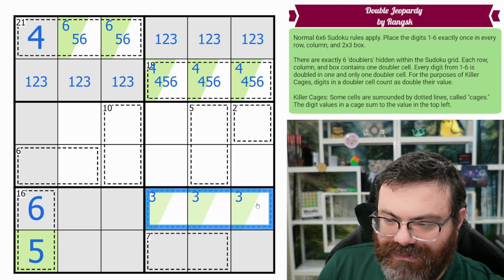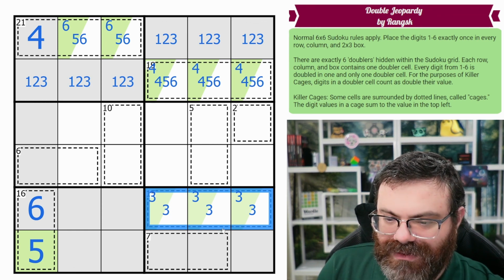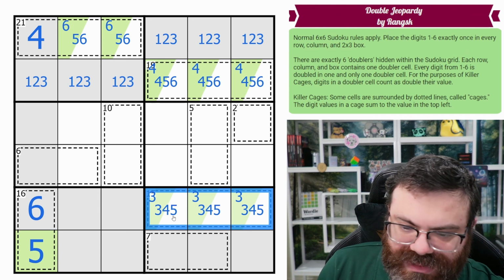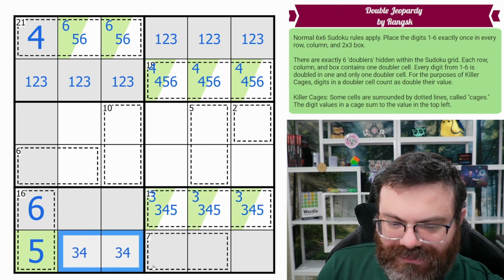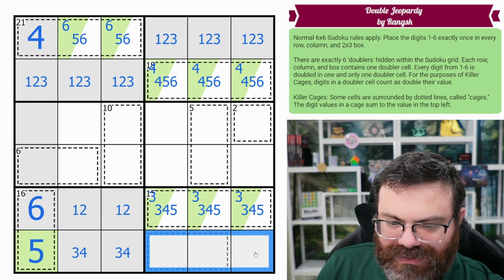So we know there's a doubled 3 in here. And then, so that's 6. So we need 9 more. How are we going to do 9? Well, we're going to do 4 and 5. So this is 3, 4, 5. That means that this has to be 3 and 4. And that means this is 1 and 2. And so now we know this is 1, 2, 6.